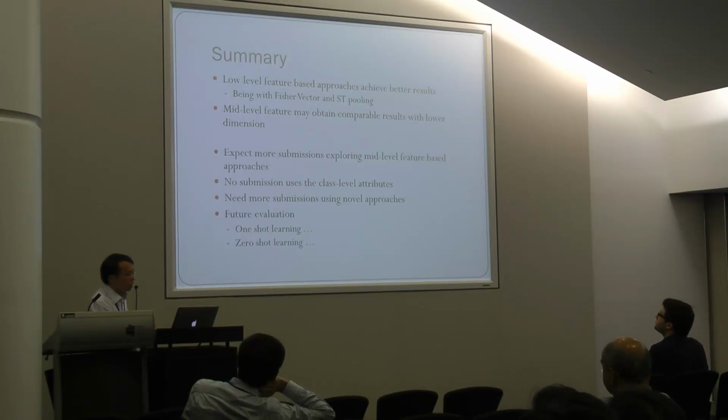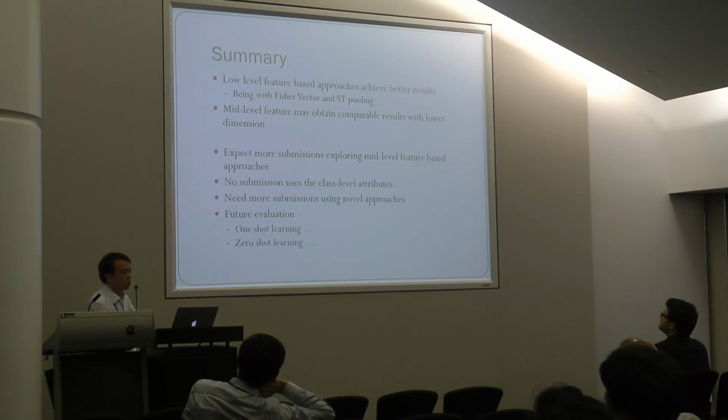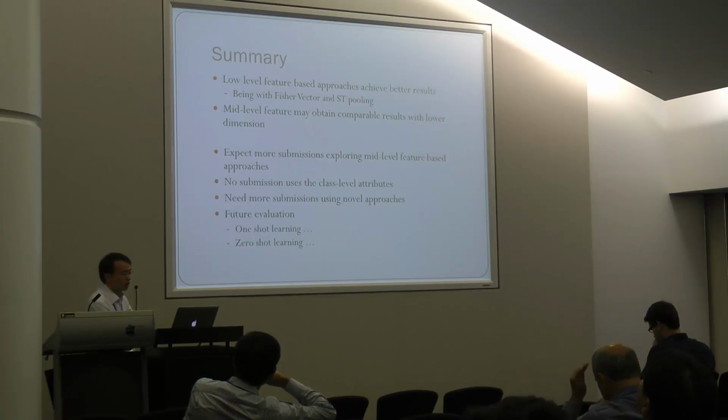In summary, I think the lower features were better than the middle features. The lower features are like the facial vector and the speech template print. But the middle level is catching up, getting close performance to the lower features. In the future evaluation, we expect more submissions to explore the middle level features. I think this is more useful for maybe X shot learning.